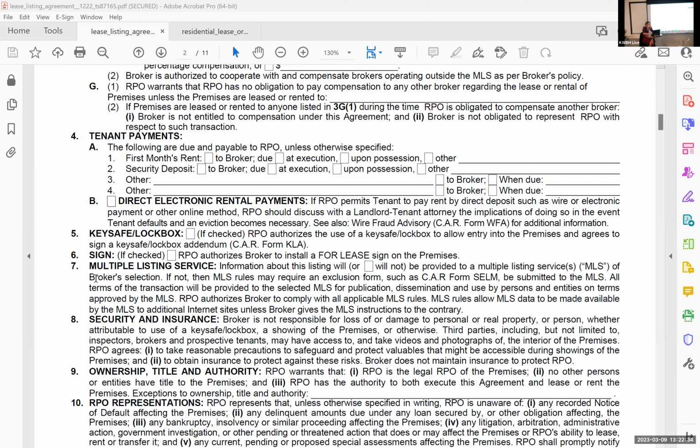Okay, just like the listing agreement, you're going to let them know whether or not it will be on the MLS. But like I said, I don't think that a lease is subject to the same rules with the MLS, but always check with the MLS. Things change all the time. So if you're ever in question of a rule about when a listing has to go into the MLS, call them up and ask them.